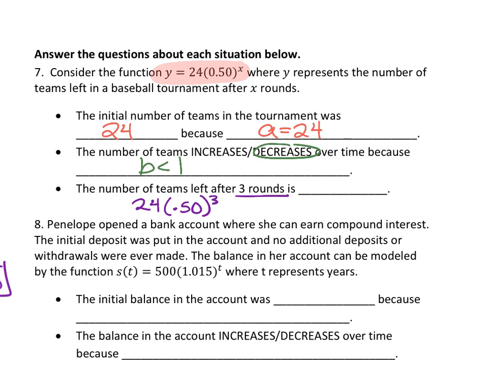I see some people already grabbing their calculator. You can use Desmos to calculate or your calculator. 24 times 0.5 to the 3rd. After the first round, there would be 12 teams. After the second round, there would be 6 teams. After the third round, there would be 3 teams.